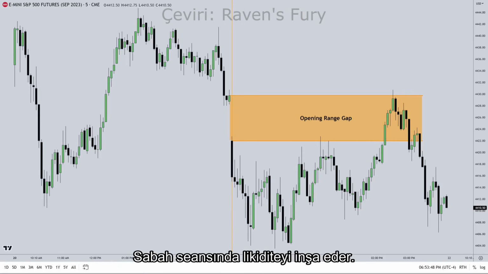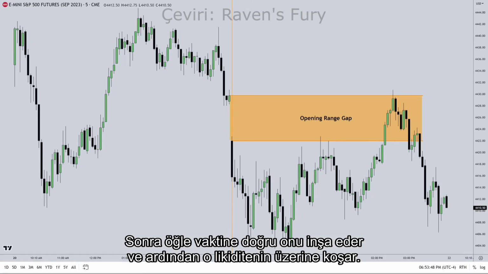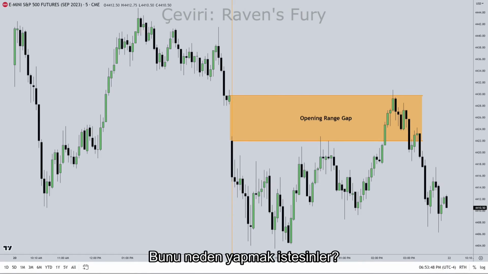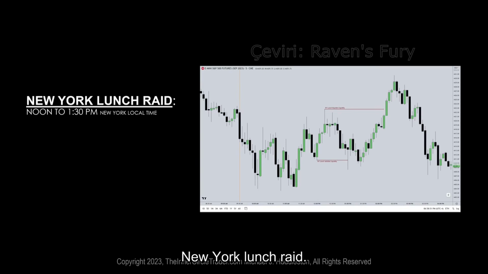It engineers liquidity in the morning session, and then it engineers it going into lunch, and then it runs on that liquidity. Why would they want to do that? We'll talk about that. New York lunch raid.